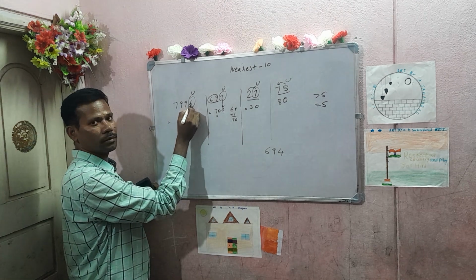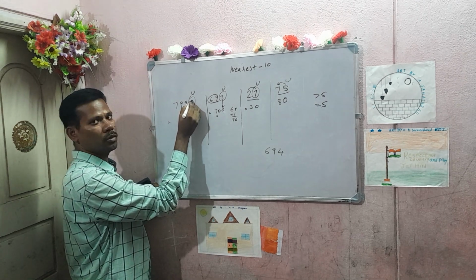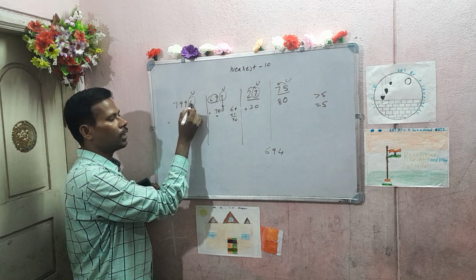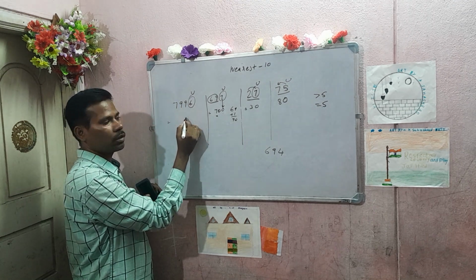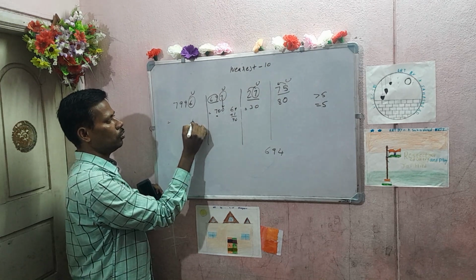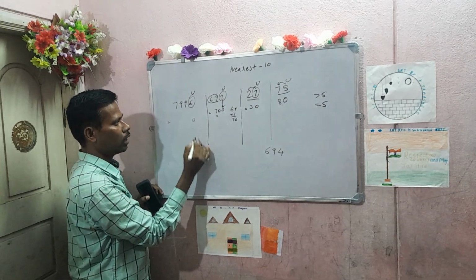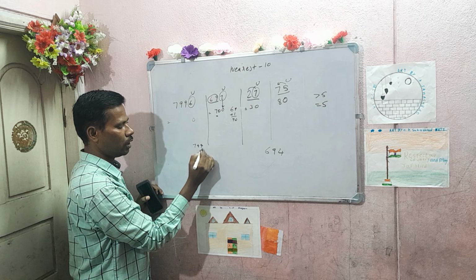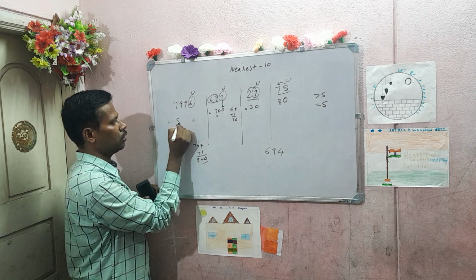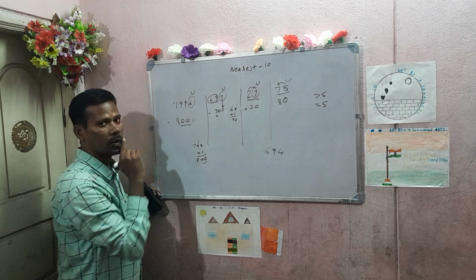Nearest to 10 means, again, the units digit. The units digit is greater than 5, so add 1 to the previous one. So when 9s are there, as in 7, 9, 9, take the complete digits plus 1. 9 plus 1 is 10, 9 plus 1 is 10, 7 plus 1 is 8. 8000 is the answer.